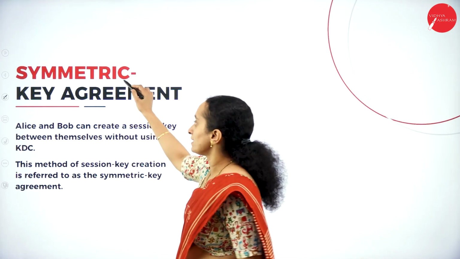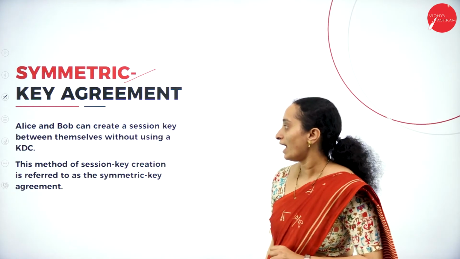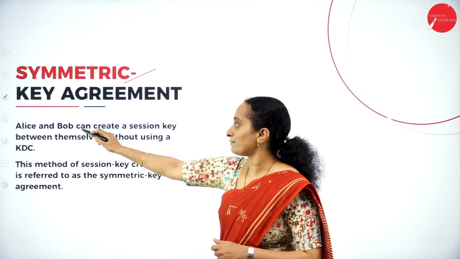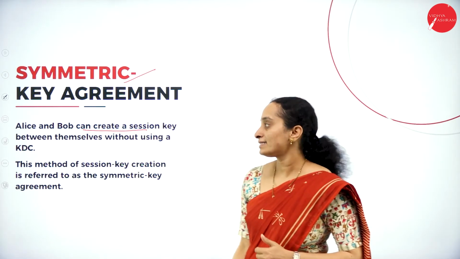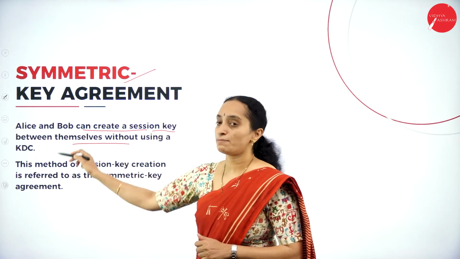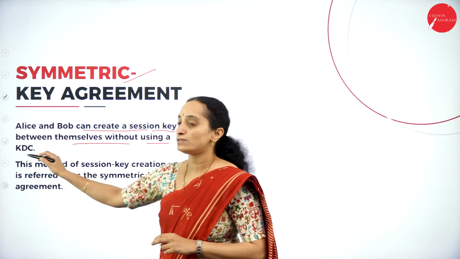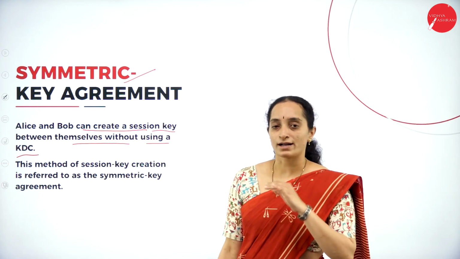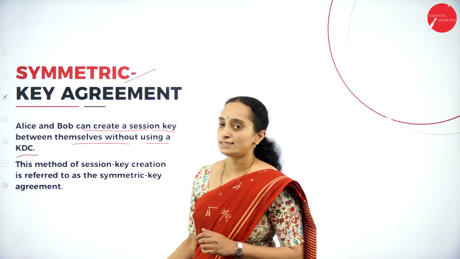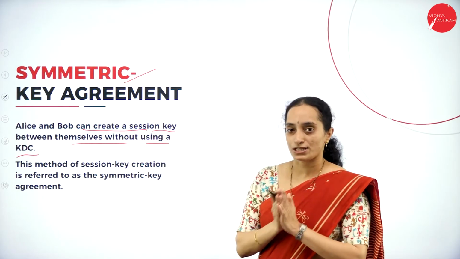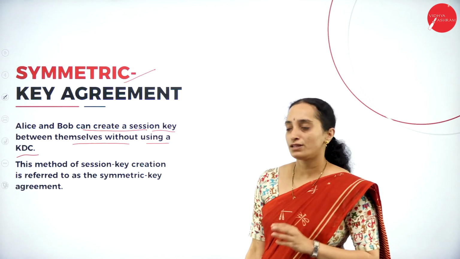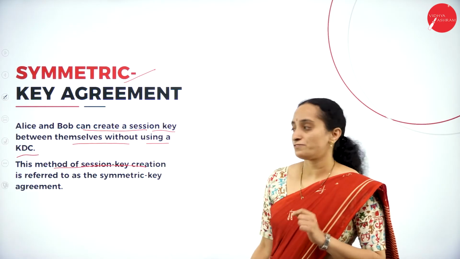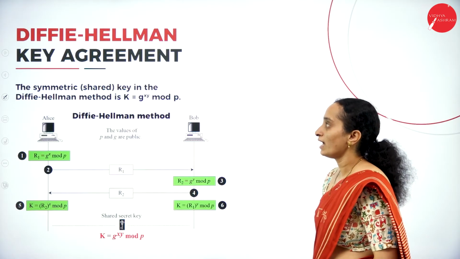Next, we look at the symmetric key agreement. How is this agreement done with symmetric key cryptography? Here, Alice and Bob can create a session key between themselves without using a KDC, since involving a KDC takes longer. So Alice and Bob can create an encrypted session key between themselves without using a KDC. This method of session key creation is referred to as the symmetric key agreement.